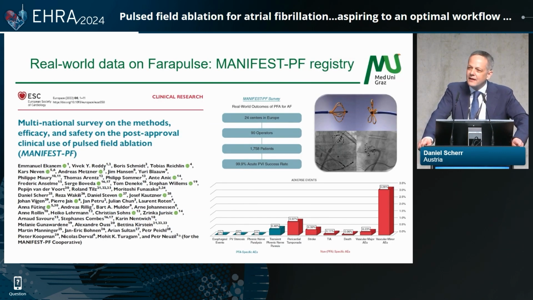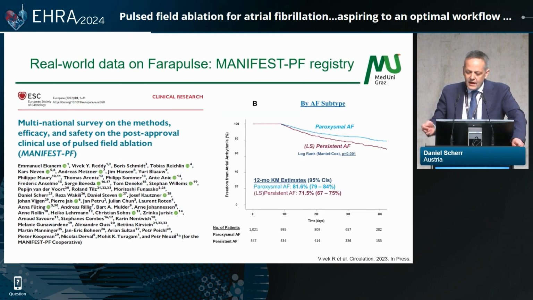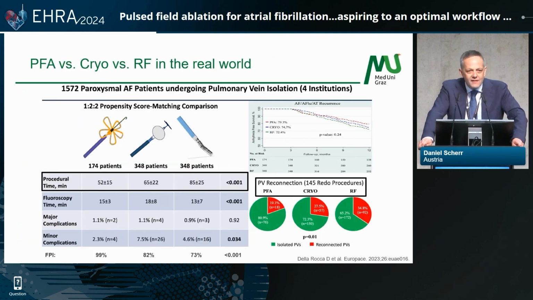For the real-world data, I see a lot of us in the audience who are part of the MANIFEST registry spearheaded by Vivek Reddy, and that tells us a lot about the excellent safety profile of the pentaspline catheter and PFA in general, and also about the efficacy. Real-world data showing 80% success rate in paroxysmal AF. And a recent paper I really like a lot by Jean-Baptiste Guerquin and Dominique De La Rocca and 4 very experienced centers in Europe showing, I think, 3 very important points.